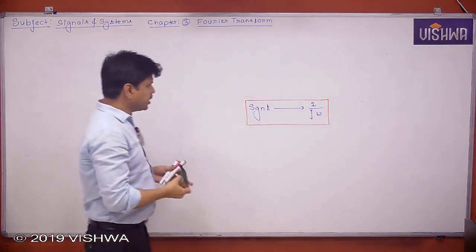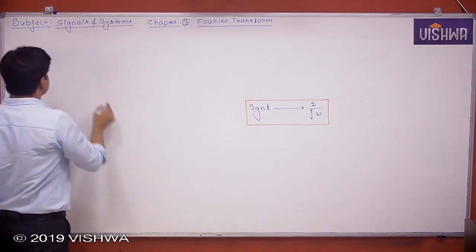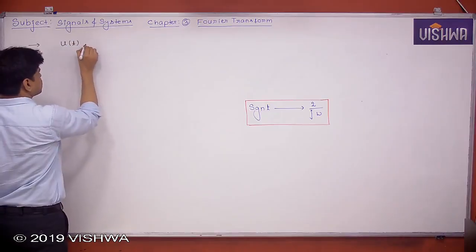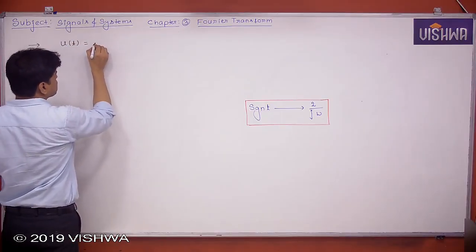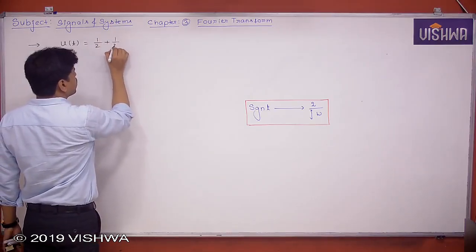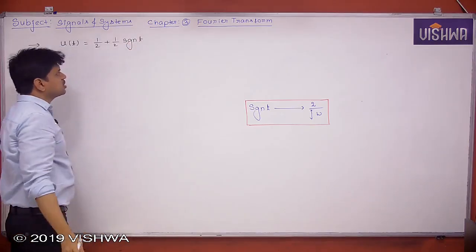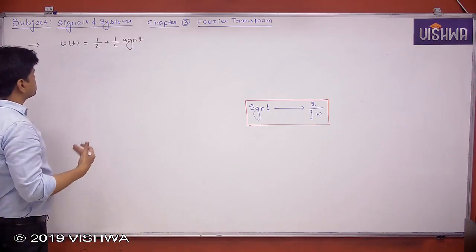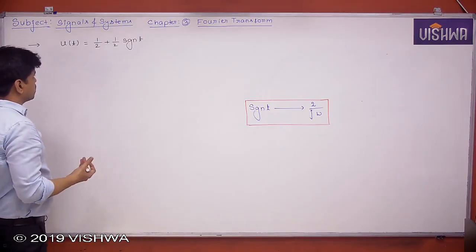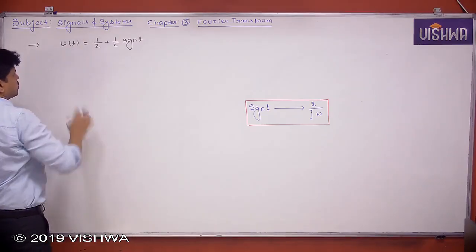From this, we can calculate the Fourier transform for the step function. So I want to calculate the Fourier transform for the step function. The step function can be written as 1 by 2 plus 1 by 2 signum t. You might remember how I have written this. Actually, signum t can be written as 2 u of t minus 1.